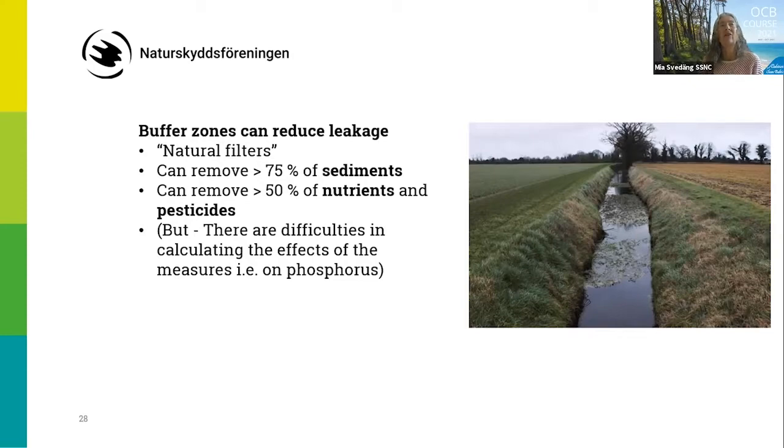As I also said, the removing of nutrients can vary quite a lot, but they can remove more than 75% of the sediments and more than 50% of nutrients and of pesticides. But there are sometimes difficulties in calculating the effect of the measures, especially when you're talking about phosphorus. And phosphorus can also be sort of, if you have an old buffered zone, it can be sort of saturated with phosphorus and start leaching also. So that's another problem.